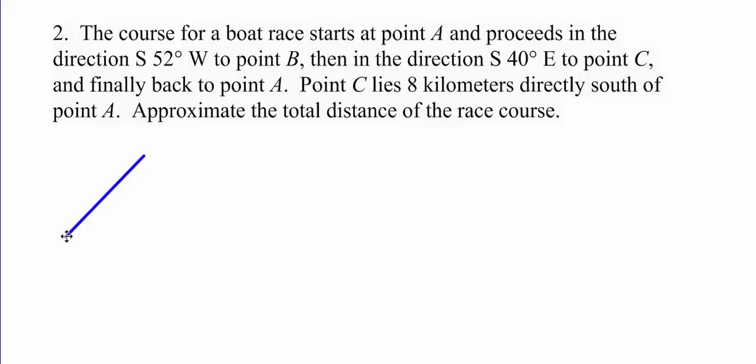And then we go south 40 degrees east. So south 40 degrees east is going to take us somewhere like that to point C. But then here's the key thing. Point C is exactly 8 kilometers south of A. So I need to draw that vertical line, and then I can fortunately just adjust a little bit so that things match up. That'll work. All right, so our triangle should look something like that. That's the pathway for the boat race. All right, so let's mark down what we know.